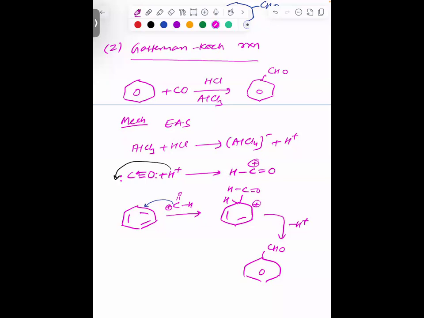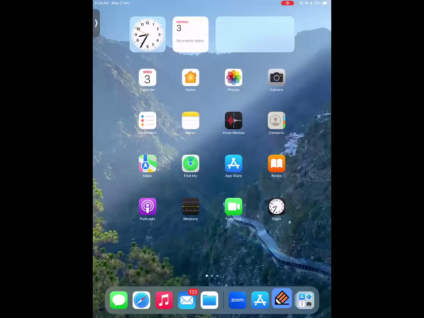So with this, the preparation of both aliphatic and aromatic aldehydes is over. I hope there is no problem. If any problem, write in the chat box.